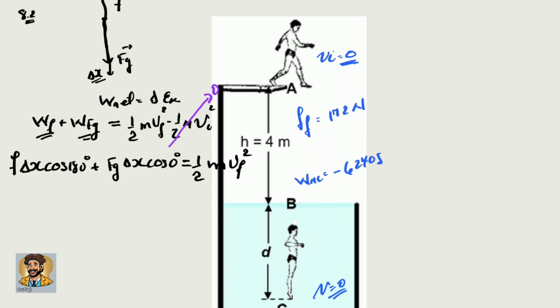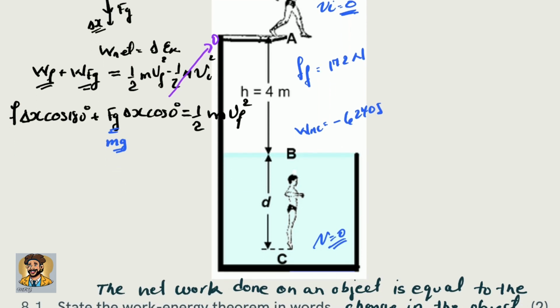But the gravitational force can be broken down further. This one can be mg. Remember, you don't have to do this. If you want, you can work separately. But in this specific equation it is simple, so we can substitute it here. We have friction times displacement times cosine of 180 degrees plus mg times displacement times cosine of 0 degrees is equal to half mass final speed squared. Alright, we are there. And now we can substitute all the numerical values because we have actually everything.